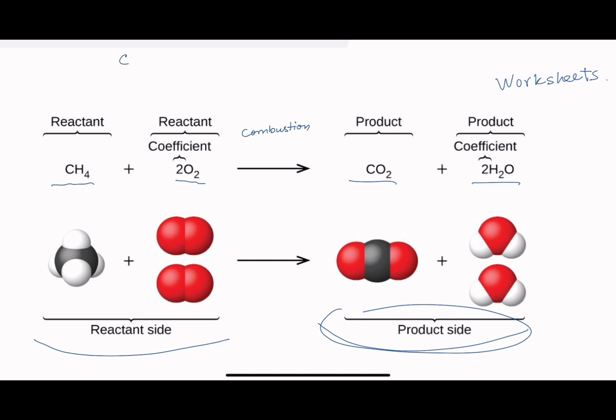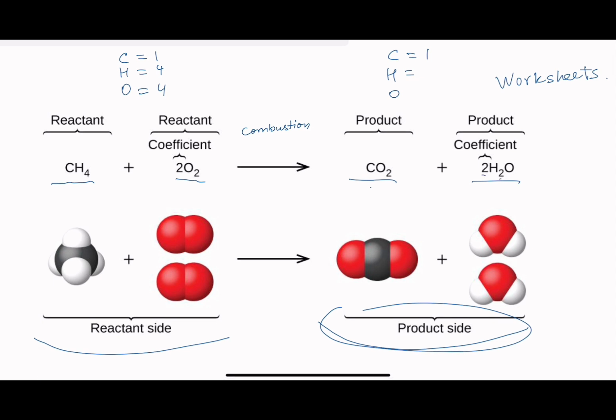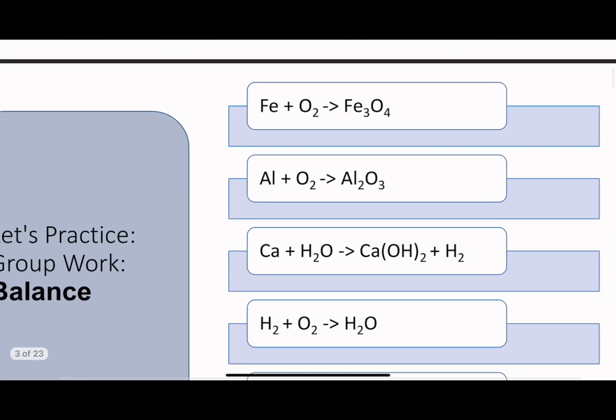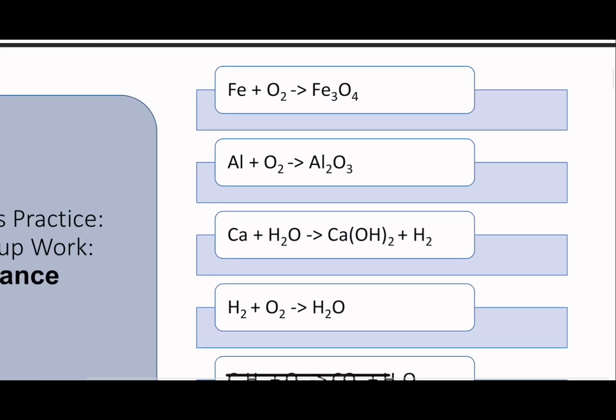So let's count the carbon, hydrogen and oxygen on the left side. So I have one carbon, and then I have four hydrogens and four oxygen. And on the right side I have one carbon, and then I have here 2 times 2 gives you 4, and then I got 2 oxygen here, and then there's 1 oxygen. 2 times 1 is 2, so 2 plus 2 will give me again a 4 oxygen. So this chemical reaction is fully balanced. But I have here the ones that are not balanced, so we're gonna do it together.